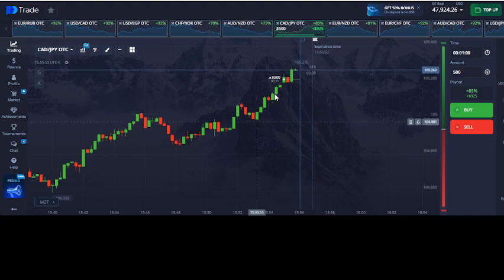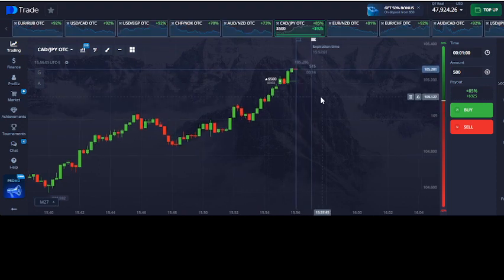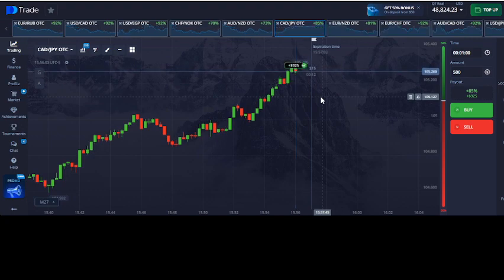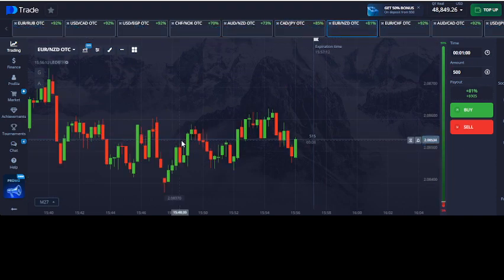Sometimes it's best to sit on a particular currency pair, look for the trend, look for the gap, and then take the trade like I did here. Okay, great, so we won that trade. All right, let's keep looking for gaps. Consolidating market here. We're going to stay away from that.